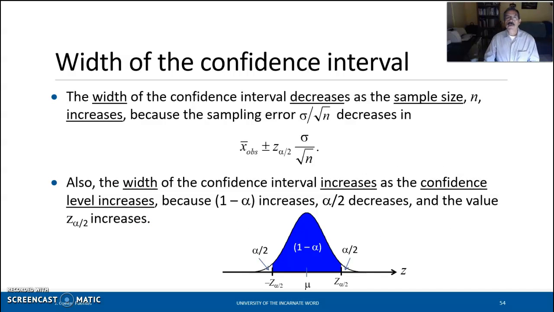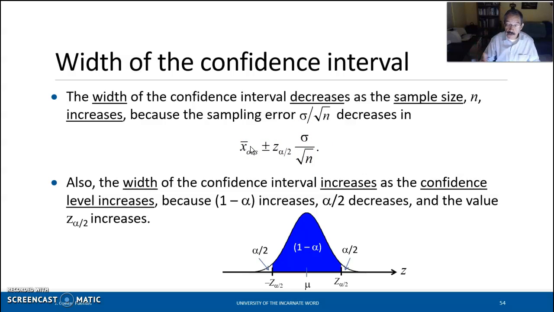All right. Now, a key characteristic of the confidence interval is its width. Very important. So the width of the confidence interval is going to decrease if you increase the sample size. Why? Because the standard error decreases as the sample size increases. And you can see it here in the expression of the confidence interval. So as n increases, this quantity gets smaller and this confidence interval gets narrower.